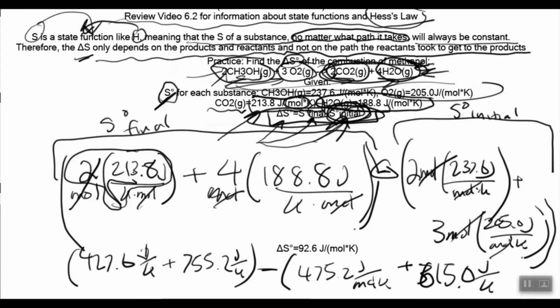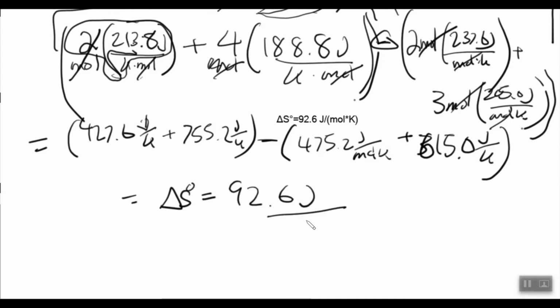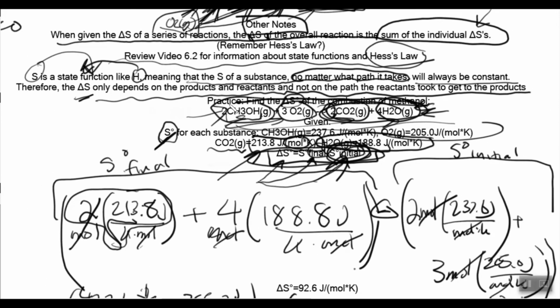Notice how the moles cancel out, leaving us with entropy values. So doing the math, 427.6 plus 755.2 minus parentheses 475.2 plus 615 will give us the delta S of the reaction. So that is actually equal to 92.6 joules per Kelvin. And notice how it was per reaction. And as we know so far, if it's per reaction, it's per mole of reaction.